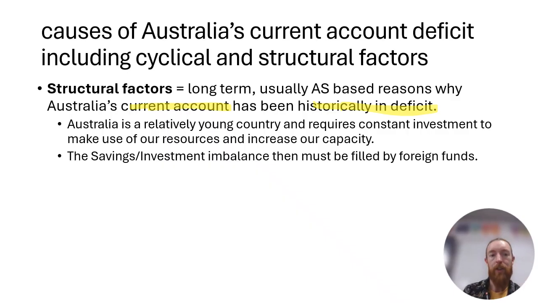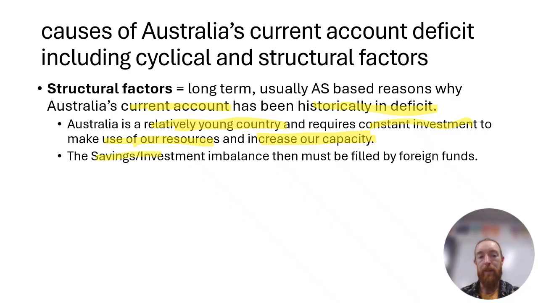So firstly, Australia, compared to the rest of the world, is a relatively young country, and we require constant investment to grow our economy and make use of our natural resources because we're rich with natural resources, but pretty rubbish in terms of labour productivity and technology. So we need to get investment from overseas to increase our capacity. We don't have a lot of savings to pull from to invest in our country. The average household in Australia is in debt 182% of their income. So there's no money to pull from, so we've got to get it from somewhere.